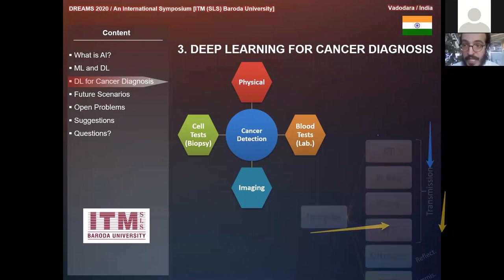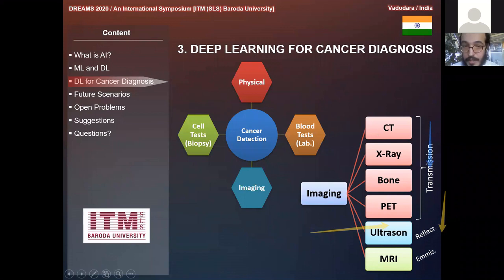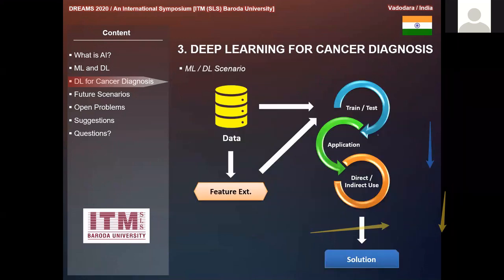And when we talk about imaging, we can say that there are different types of approach. For example, you can run transmission, reflection or emission based approaches to perform imaging over specific organs, and you can run CT, X-ray, bone tests or PET tests, and also ultrasound or MR, of course, in order to understand if the target organs are cancer positive or not. But at the end, when you run these, you just gain some data to run cancer diagnosis with machine learning or deep learning.